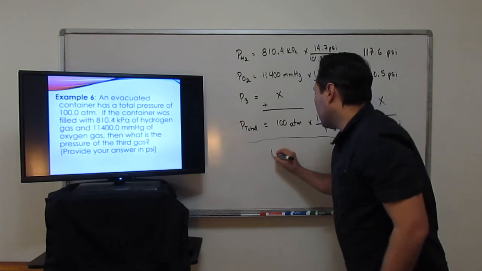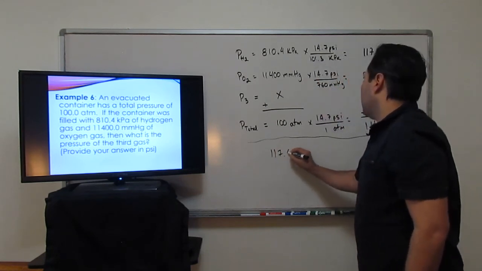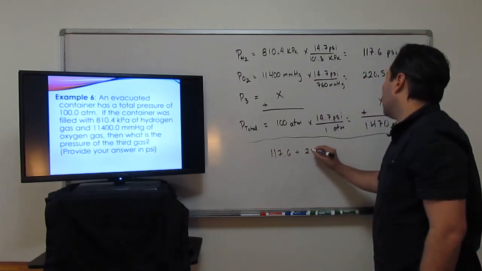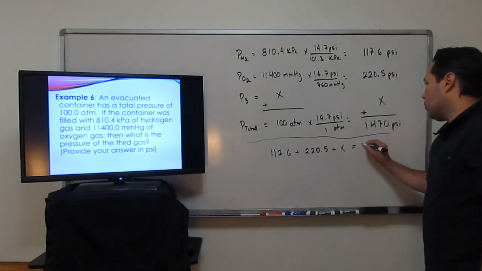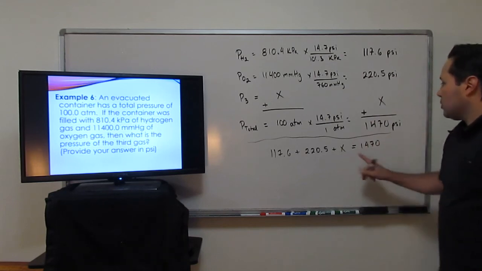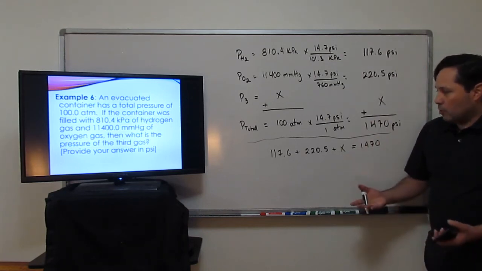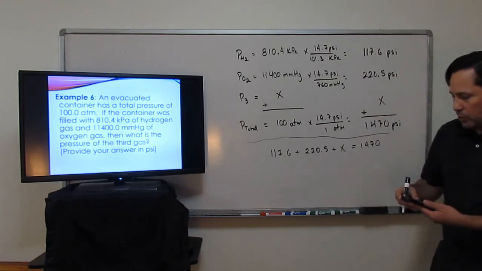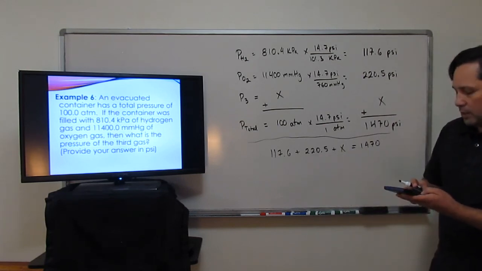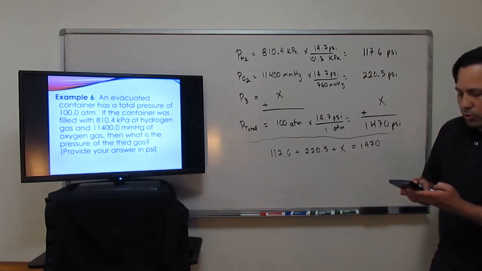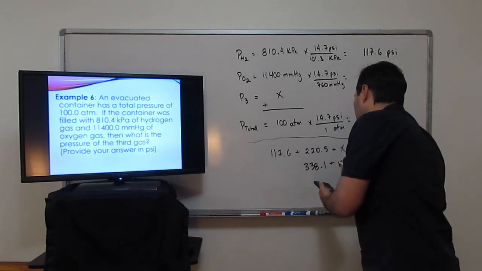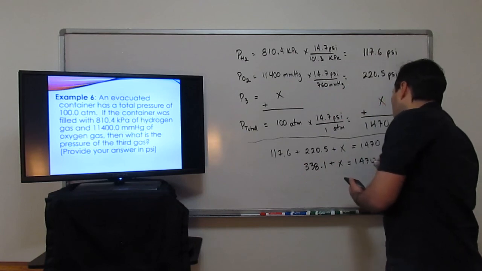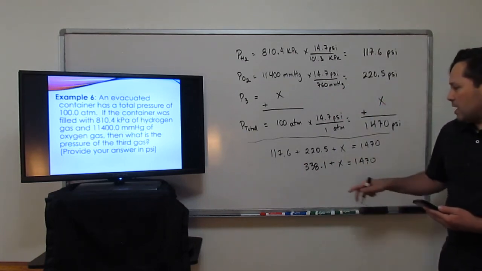So solving it, let me go ahead and do the math here. So I know that the first gas, 117.6, plus the second gas, 220.5, plus x, that's our third gas, equals 1470. So what is the value of x? In your math class, what would you do first? Probably add both of these together. So let's do that. 117.6 plus 220.5, that gives us 338.1 plus x equals 1,470.